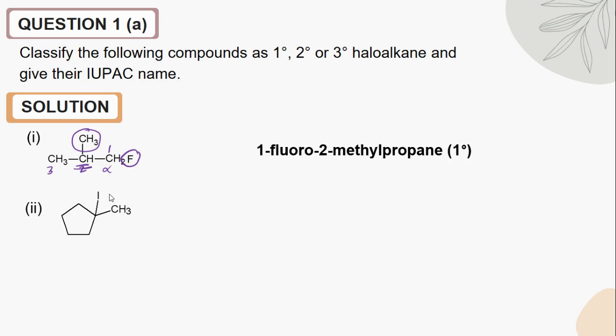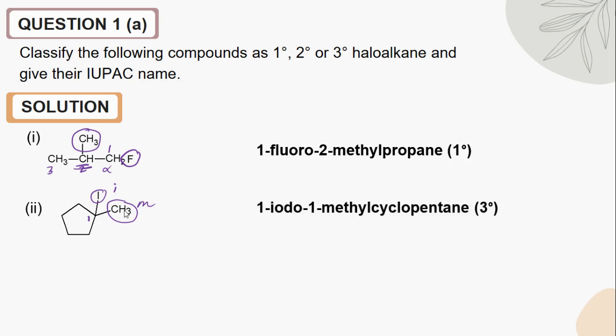Proceed to question number 2. Again, identify your functional group. In this case, it's iodo. So the carbon holding the iodo should be labeled as carbon number 1. And your parent is now cyclopentane. So cyclopentane has substituent iodo at carbon number 1 and also methyl at carbon number 1. So because iodo starts with an I while methyl starts with an M, iodo should be at the front according to its alphabet. Therefore, this is called 1-iodo-1-methyl cyclopentane.